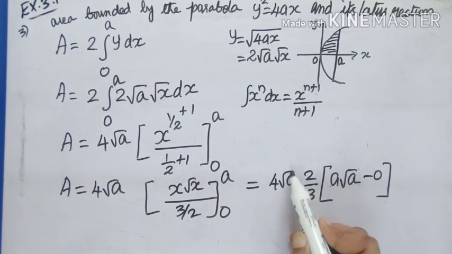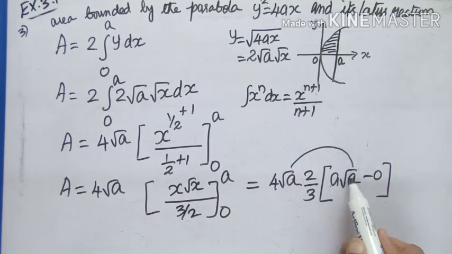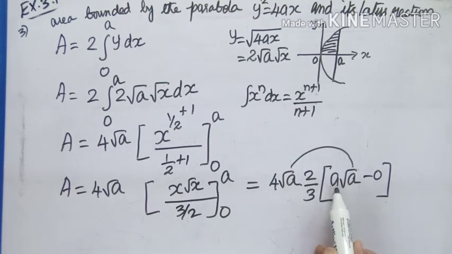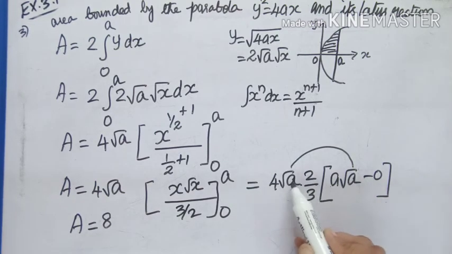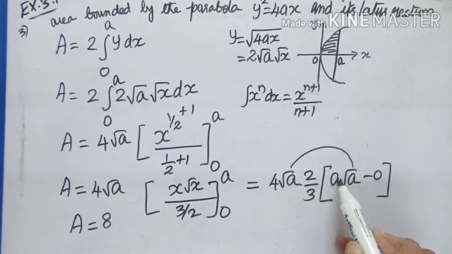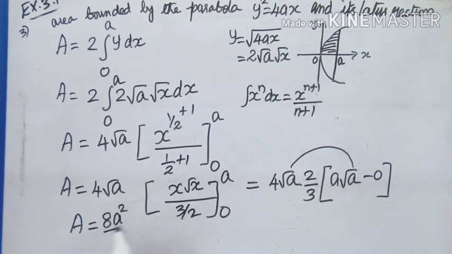Now root a into root a is a. And already there is a. So a into a square. So what is the final answer? 4 2s are 8. Root a into root a into a square, divided by 3 square units. And that is the answer.